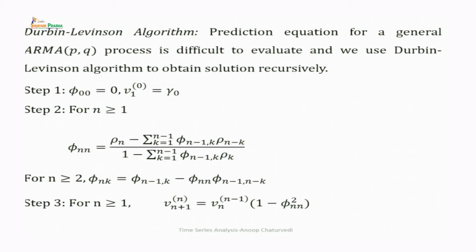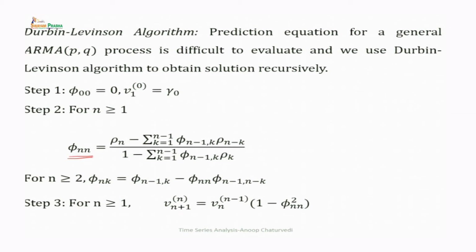So, you are calculating these coefficients phi n n recursively, and for n greater than or equal to 2, phi n k is equal to phi n minus 1 k minus phi n n phi n minus 1 n minus k. So, again once you obtain phi n minus 1 k and phi n n and phi n minus 1 n minus k, then you can obtain phi n k.